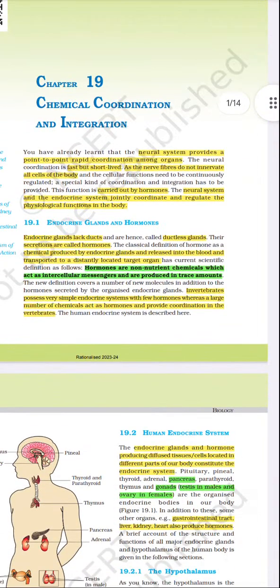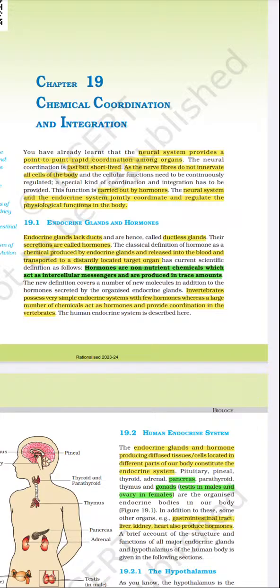Endocrine glands and hormones. Endocrine glands lack ducts and hence are called ductless glands. Their secretions are called hormones, chemicals produced by endocrine glands and released into the blood and transported to a distantly located target organ. Hormones are non-nutrient chemicals which act as intercellular messengers and are produced in trace amounts.